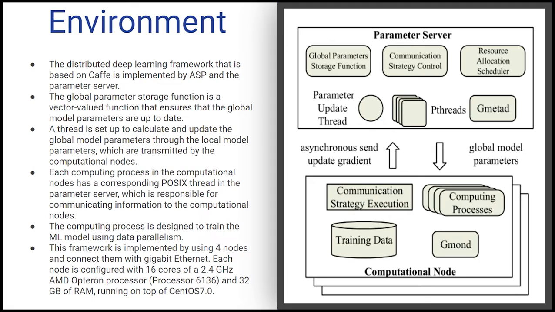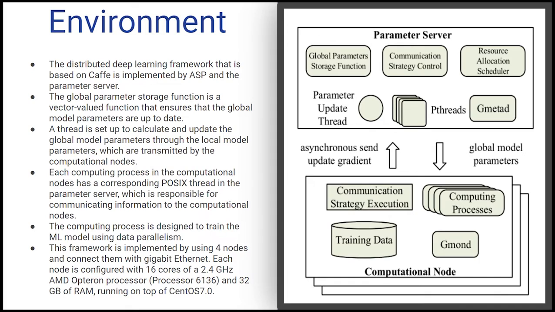From this paper we can see that they have a specific computing process for the computational nodes, and each one of those has a corresponding POSIX thread, and the parameter server is responsible for communicating information through the nodes. Then they have set up one more communication strategy, where the strategy execution judges whether the computational nodes need to enter the synchronization barrier according to the parameters.